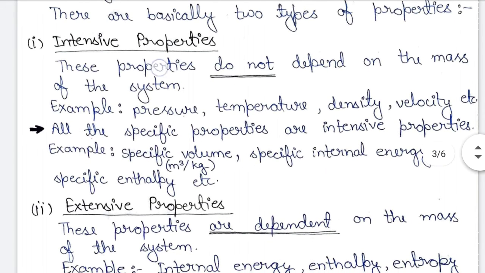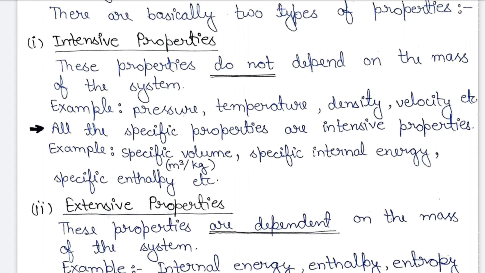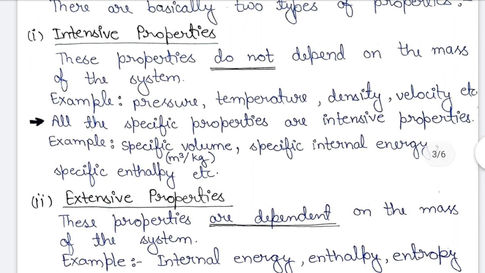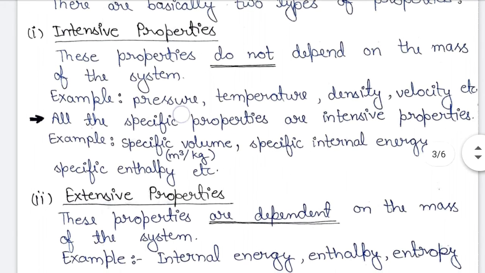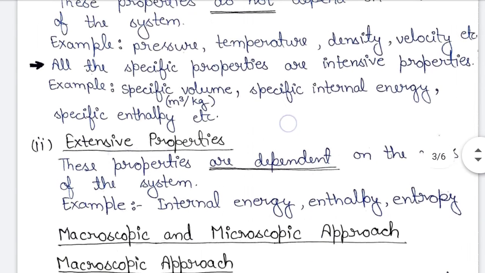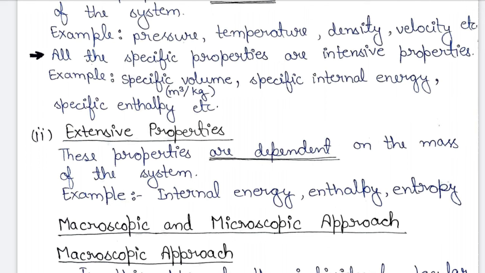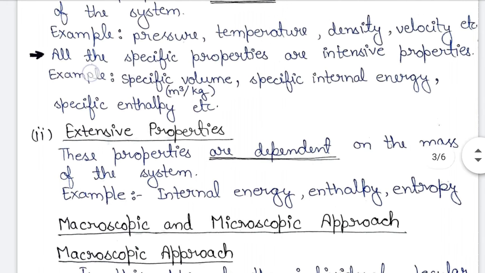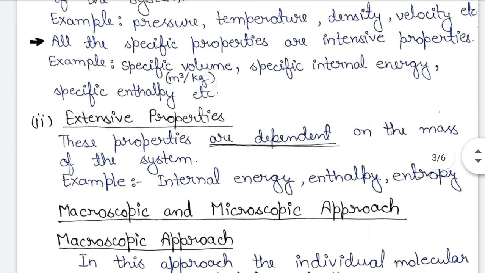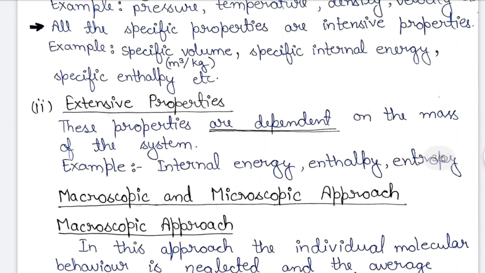The first one is intensive property and the second one is extensive property. Intensive properties are those properties which do not depend on the mass of the system. If the mass of the system changes, these properties will not change, such as pressure, temperature, density, velocity. One thing you have to keep in mind is that all the specific properties are intensive properties, such as specific volume, specific internal energy, specific enthalpy.